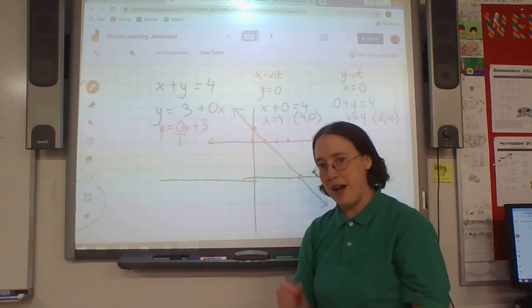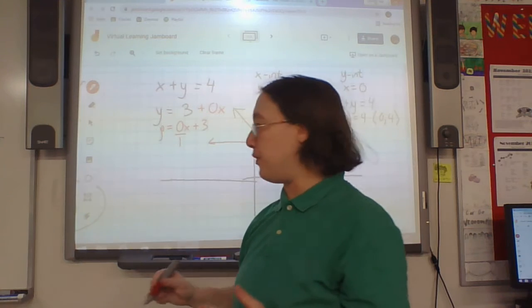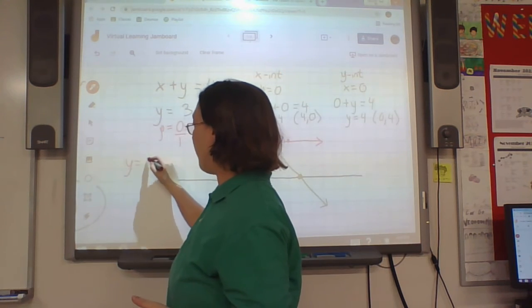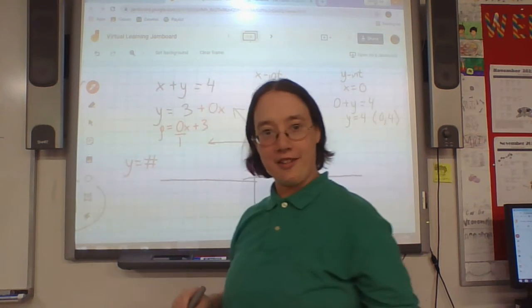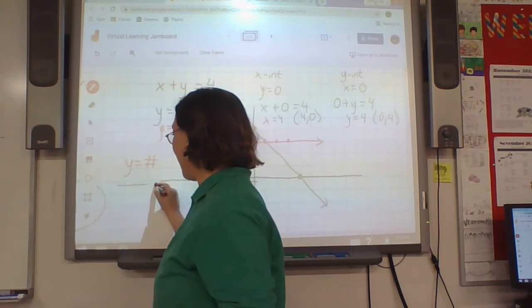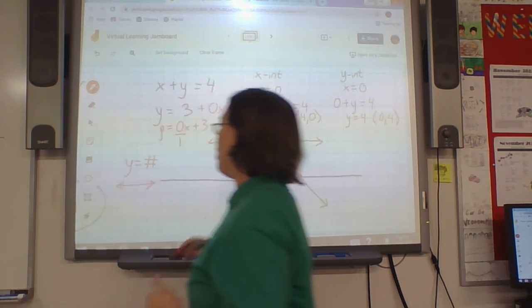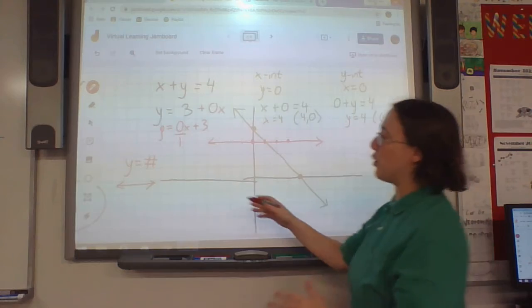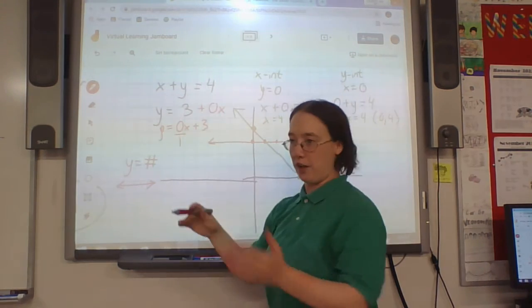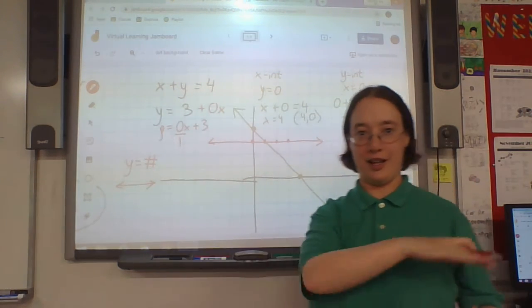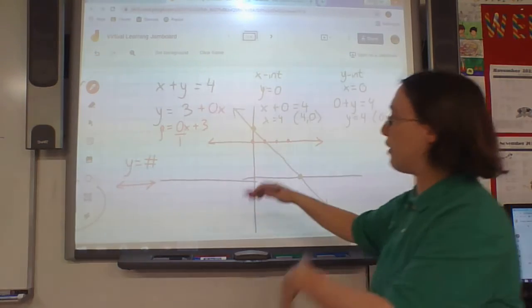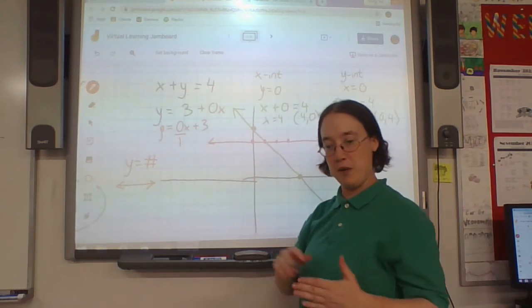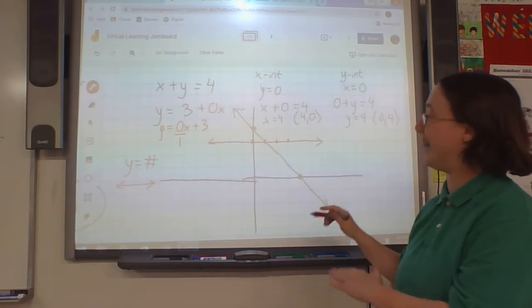Now that we know what that sort of thing is going to give us, if you want to jot down, if we have y equals a number instead of just an x, that's going to give you a horizontal line. That's a thing that we know how to do, so you don't have to go through every single time and do this. If I have y equals 2, I can just draw a line at 2. This is going to give us a horizontal line.